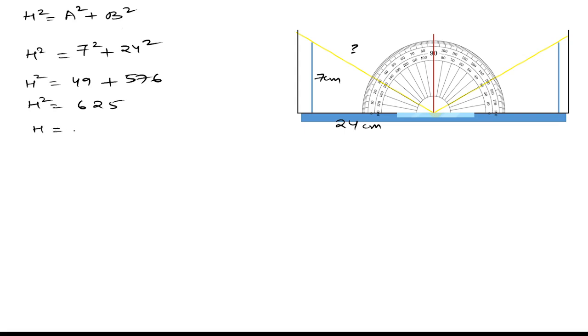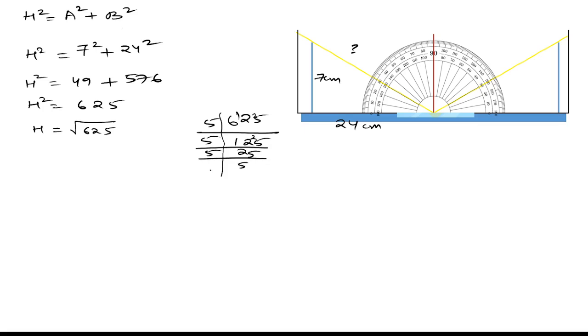So h is equal to the square root of 625. Now we will use the prime factorization method. 625, we will find the factors of this. Since the last digit is 5, we can directly go with 5. 5 ones are 5, 5 twos are 10, 2 left. 5 fives are 25.